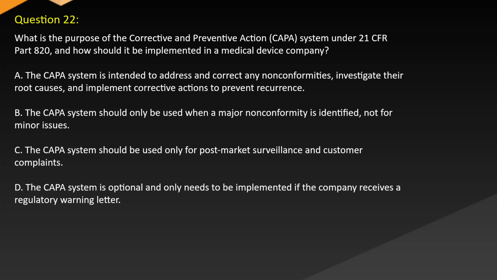B. The CAPA system should only be used when a major nonconformity is identified, not for minor issues. C. The CAPA system should be used only for post-market surveillance and customer complaints. D. The CAPA system is optional and only needs to be implemented if the company receives a regulatory warning letter.